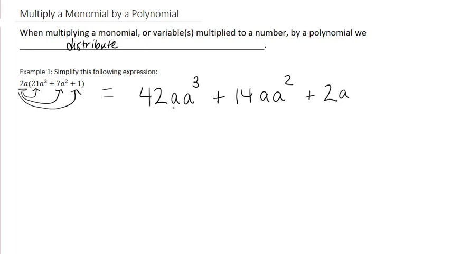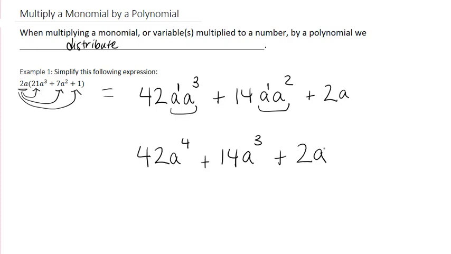So now we have to simplify these terms. So this a times a to the third, this a is really just a 1, and this is also just a 1. And so we have to add these exponents together. So 1 plus 3, which is 4. So we got 42a to the fourth plus 14a to the 1 power. And then we need to add the 2. So we get a to the third plus 2a.